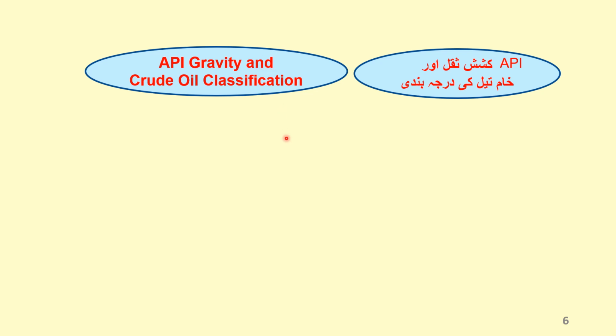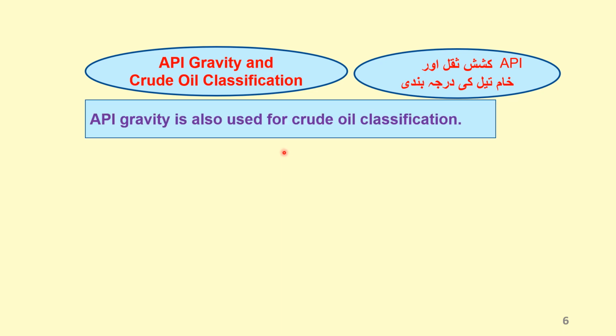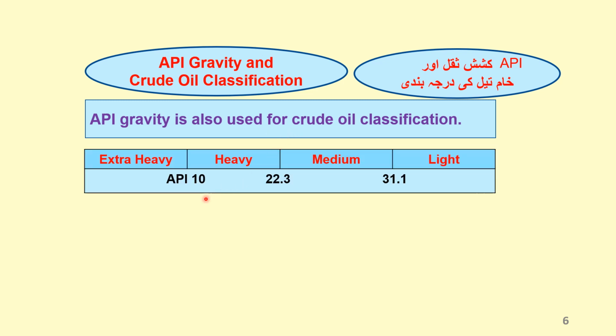API gravity and crude oil classification. Like sulfur content, API is also used for crude oil classification. Crude oils are classified into 4 groups: extra heavy, heavy, medium, and light. All crude oils with API gravity less than 10 are classified as extra heavy, and all those with API from 10 to 22.3 are heavy, and those with 22.3 to 31.1 are classified as medium, and all crude oils with API gravity more than 31.1 are classified as light crude oil.